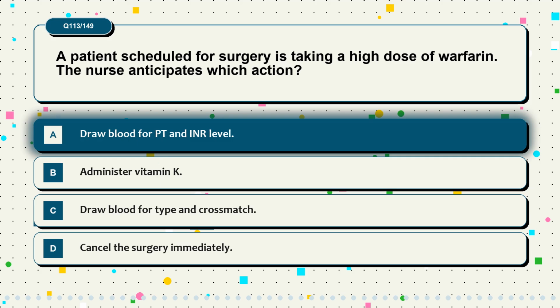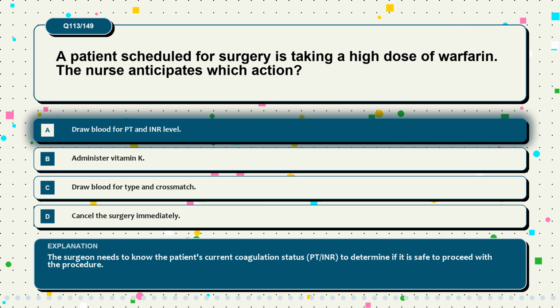The correct answer is option A. Draw blood for PT and INR level. The surgeon needs to know the patient's current coagulation status, PT/INR, to determine if it is safe to proceed with the procedure.